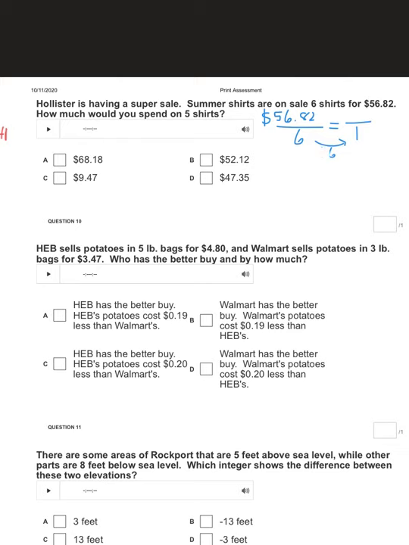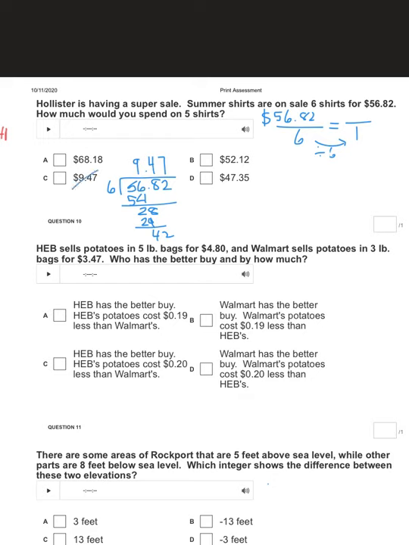So then, let me make that look more like a divide. 56.82 divided by 6. 6 goes into 56 9 times. Subtract, 2. Okay, don't forget your decimal. 6 goes into 28 4 times. And 6 goes into 42 7 times. That's how much it costs for 1 shirt.